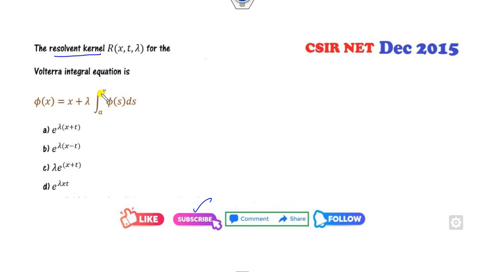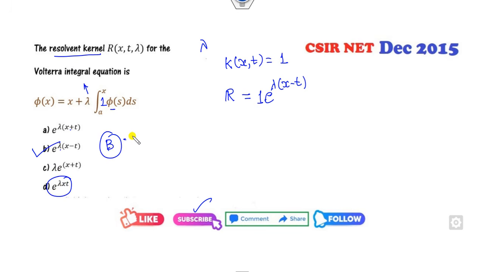The integration is from a to x. What is the lambda? Lambda is nothing but lambda. What is the kernel, the K of x comma t? The coefficient of this is 1, and clearly it satisfied all these properties. So what is the resolvent kernel? 1 into e raised to power lambda times x minus t. Lambda times x minus t is the right answer. It is a product, and a plus is wrong, so B is my correct answer.